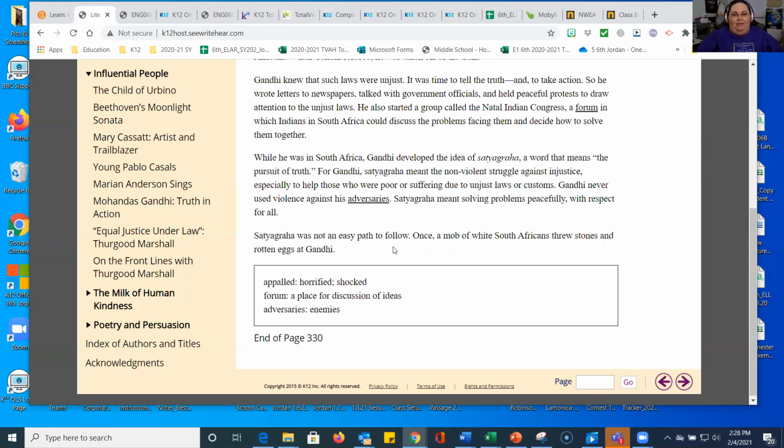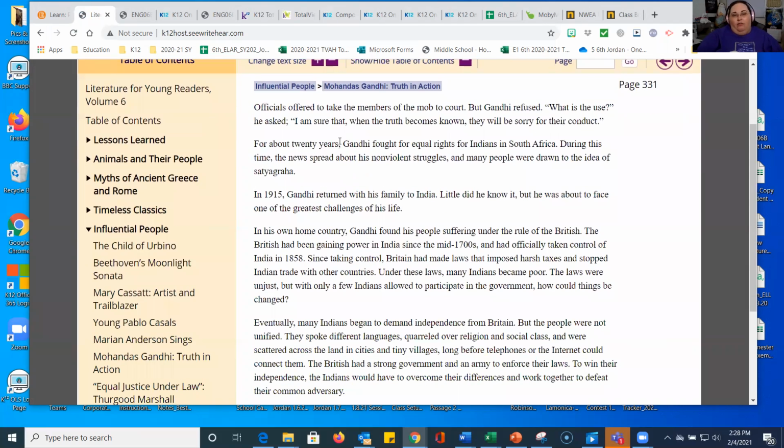Satyagraha was not an easy path to follow. Once a mob of white South Africans threw stones and rotten eggs at Gandhi. Not very nice at all. Officials offered to take the members of the mob to court, but Gandhi refused. "What is the use?" he asked. "I am sure when the truth becomes known, they will be sorry for their conduct."